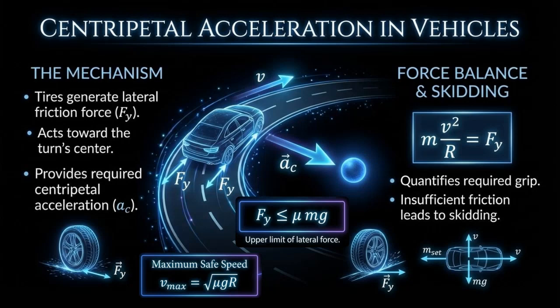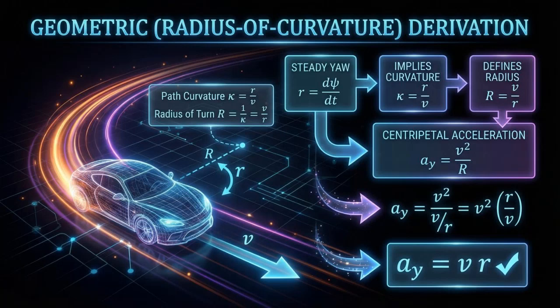This relationship guides road design, speed limits, and tire selection, showing that tighter curves or lower friction require reduced speeds to maintain safety. Yaw rate provides a direct geometric description of the vehicle's path. The path curvature is given by kappa equals r divided by v, and the corresponding turn radius capital R equals v divided by r.